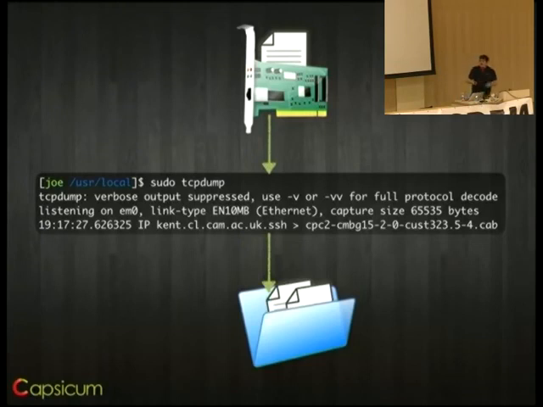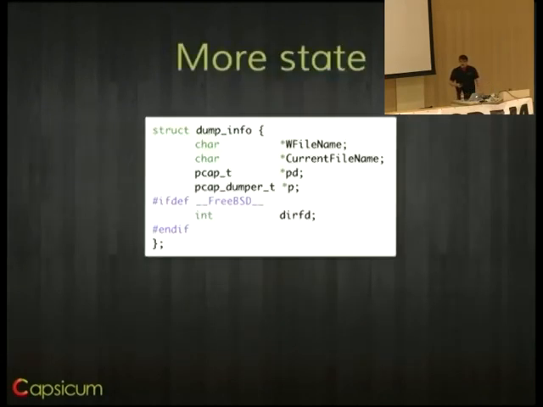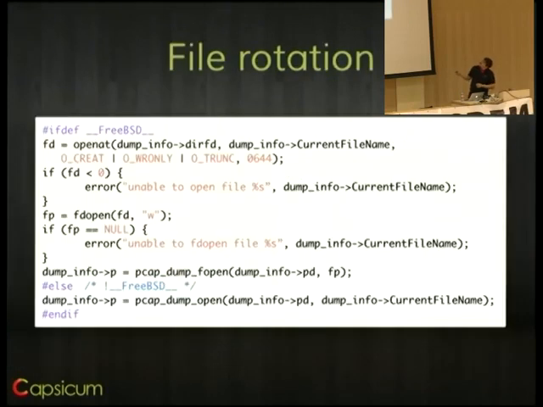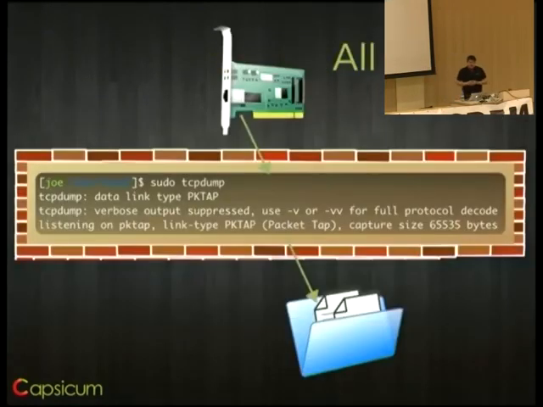Using Capsicum, this is a fairly straightforward thing to do, because we can give you a capability to the directory. So in this dump info struct that we have in tcpdump, we just add a file descriptor for the directory, and we arrange for you to have the appropriate rights on that directory only. Later we use openat rather than opening a new file with the normal open system call. So you're allowed to write stuff in that output directory, but not anywhere else in the file system. So that looks pretty good.